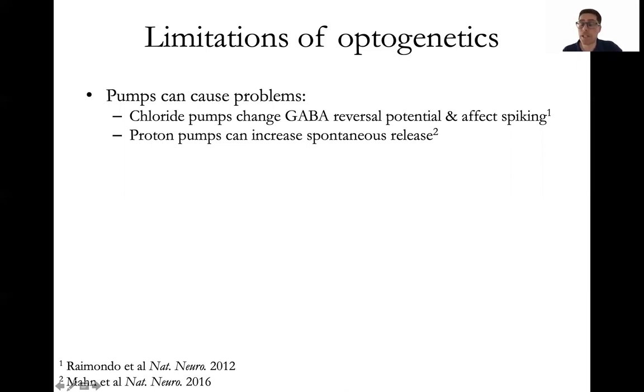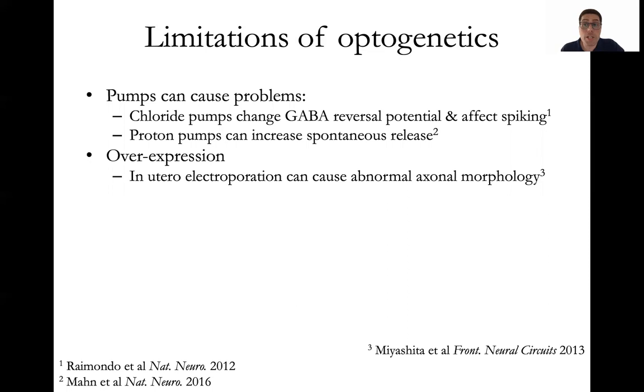And we need to be careful about the controls we do to confirm we're changing what we want and not what we don't. We can also express too much of these opsin proteins, which again are not endogenous. They're not normally there in the tissues we put them in, neurons in the brain, for example. And so if you overexpress, there's methods, for example, like in utero electroporation, which can express lots of proteins to the point of overexpression. And this can cause abnormal axonal morphology.